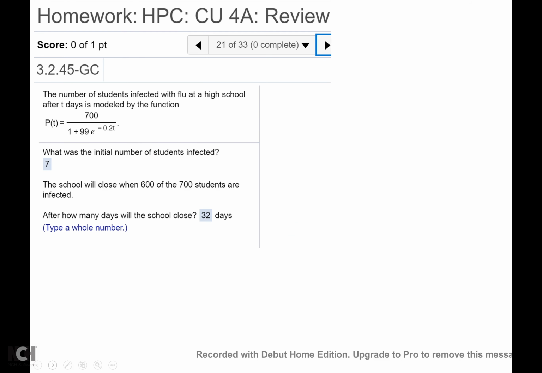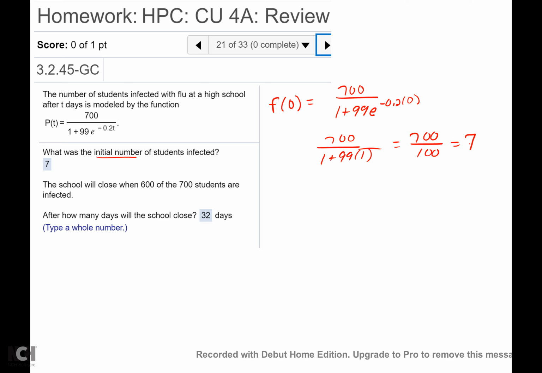Okie doke. All right, it says the number of students infected with flu at a high school after t days is modeled by the function. It says, what is the initial number of students infected? Well, that's when you start at day zero. So I find f of zero, which would be 700 over 1 plus 99 e to the negative 0.2 times zero, which is going to be 700 over 1 plus 99 times 1, which is 700 over 100, which is 7. So the initial number of students infected was 7.